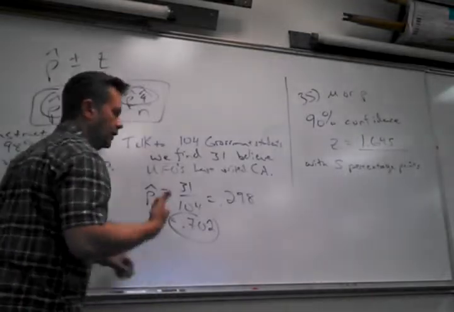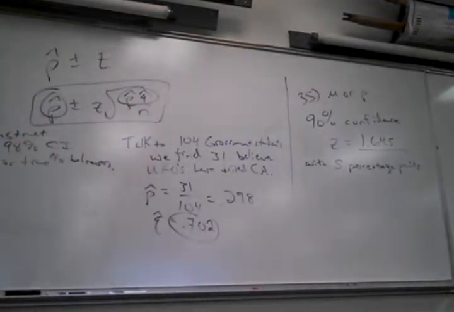So what's my point estimate? What's my best guess? That's what point estimate means. What's my point estimate for the percentage of people that believe in UFOs? 29.8. Because that's what I went and saw. So that's 0.298, my point estimate, give or take.